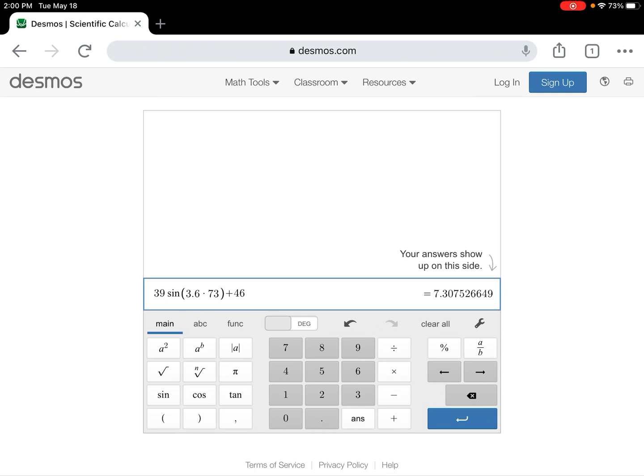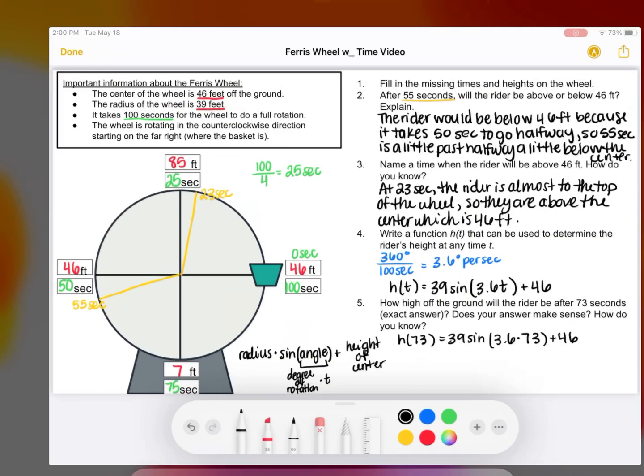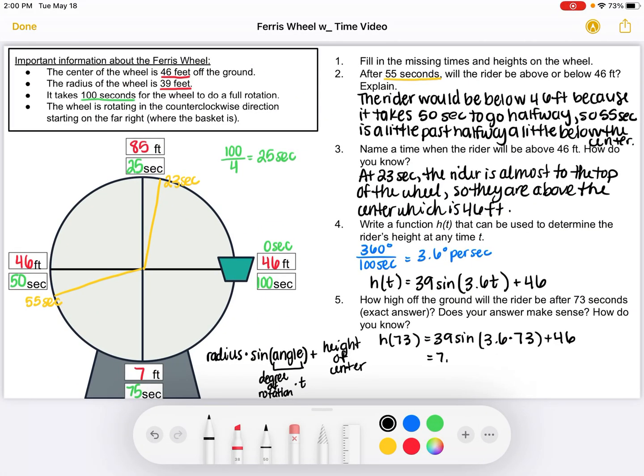Gives me 7.31 feet if I'm rounding. 7.31 feet. And now I want to think if that makes sense. So where would I be on the wheel at 73 seconds? So it takes 75 to get to the bottom. So 73 would be just before we get to the bottom. So if it's just before the bottom, the bottom is 7 feet off the ground. So I'm going to be a little above 7 feet off the ground. So my answer actually makes exact sense because my answer was a little above 7, so 7.31.